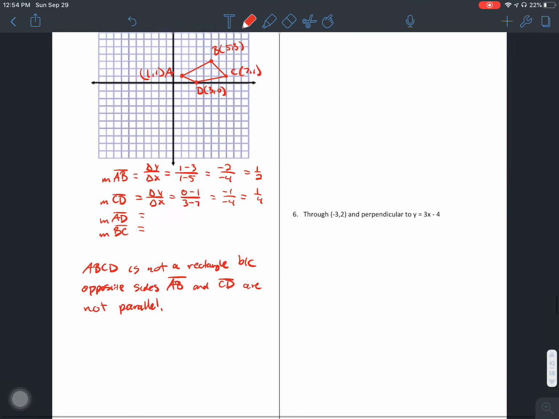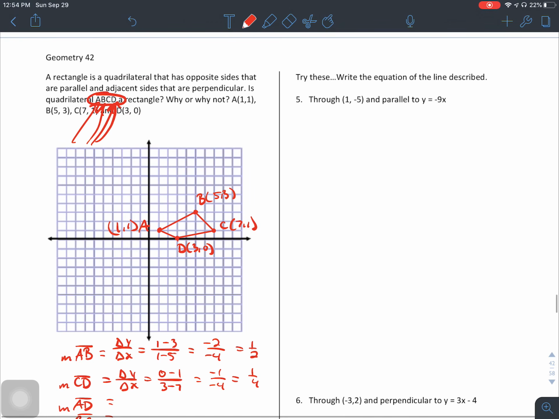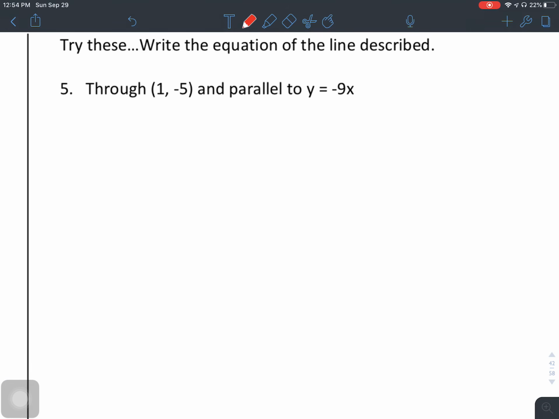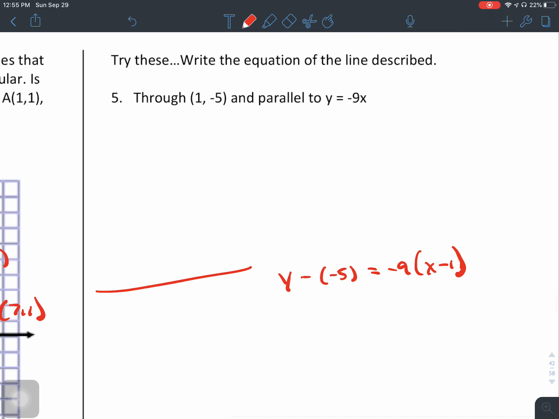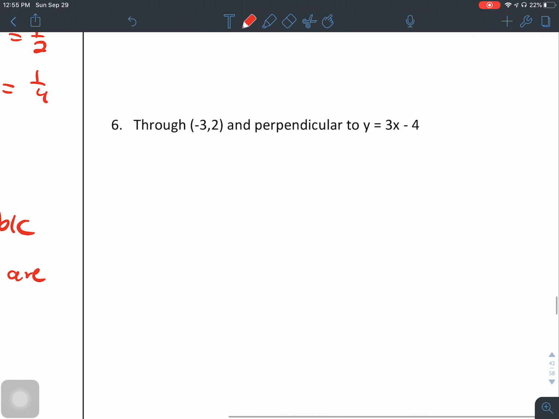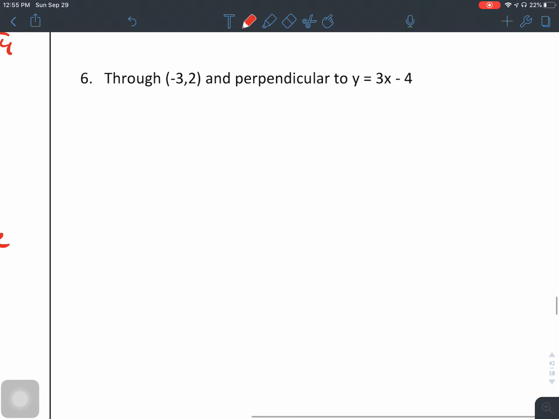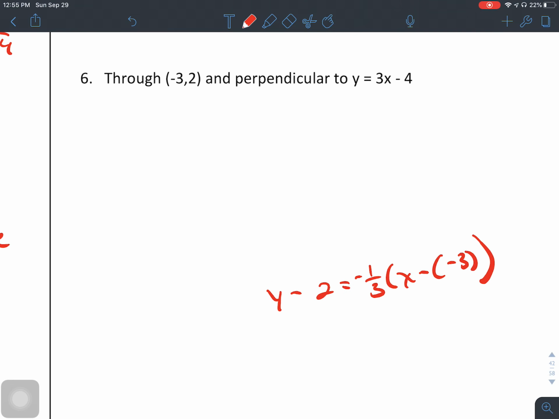So finished. Two more examples. I don't think I need to do these. If you want to do these on your own, you can. The answer that you get for this one could be something like y minus negative 5 equals the slope of negative 9 times the difference of x and 1. If you want to try it on your own, you can. You should get this for your answer. And this one down here, if you want to try on your own, you should get y minus 2 equals negative 1/3 times the difference of x and negative 3.